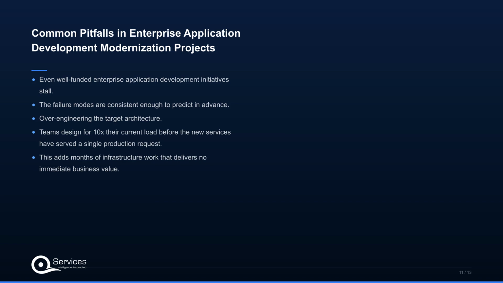Skipping observability until the end. Distributed systems without tracing and structured logging are debugging nightmares. Teams that defer observability work spend 3 to 4 weeks retrofitting it after services are already in production, and that retrofitting is harder than building it in from phase 3 forward.